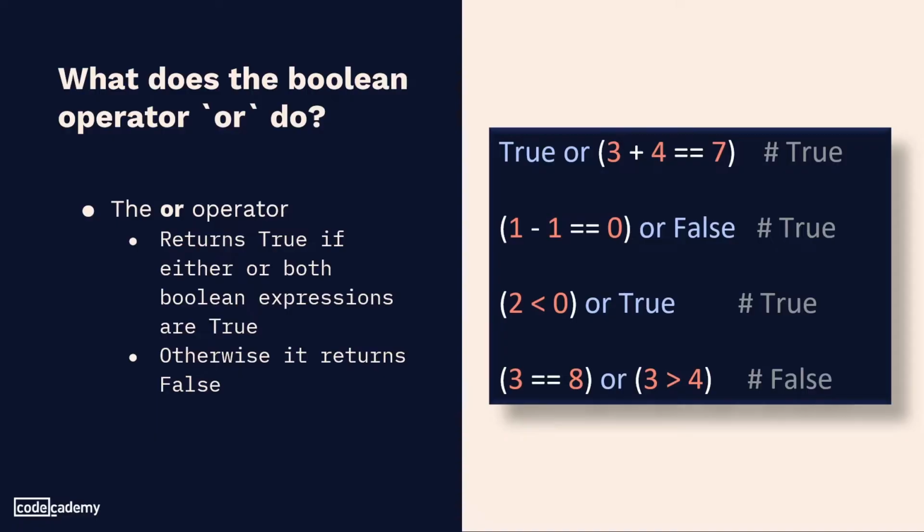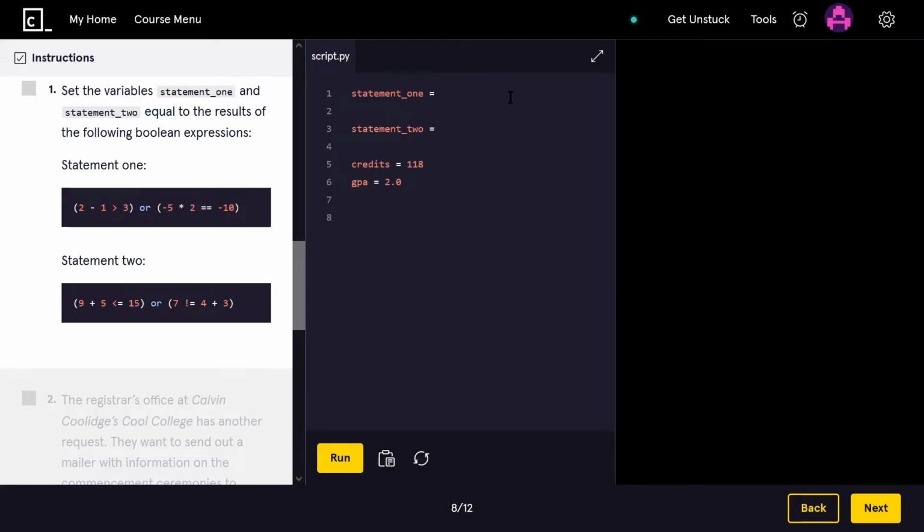Now let's go through the instructions for this exercise. Similarly to the previous exercise, the first task asks us to solve two Boolean expressions and assign the results in two variables. For statement 1, the left side of the Boolean operator is 1 is greater than 3, so false, and the right side is negative 10 equals negative 10, so true. Since at least one side is true, the Boolean operator OR returns true. So let's assign true to the variable statement 1.